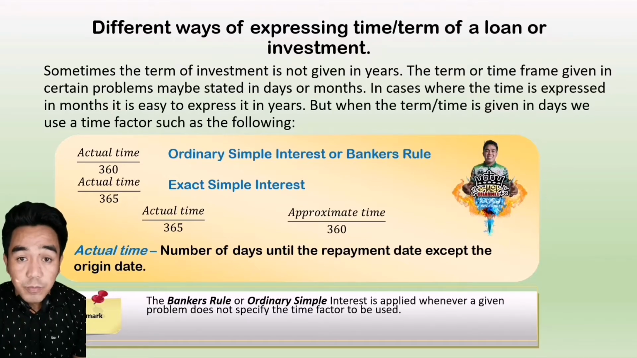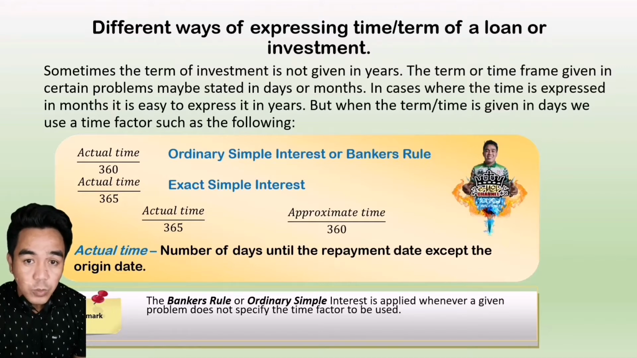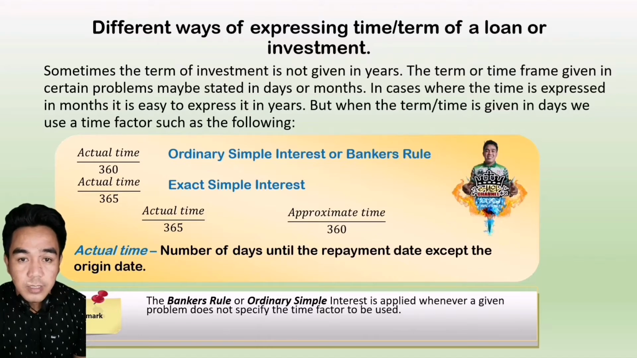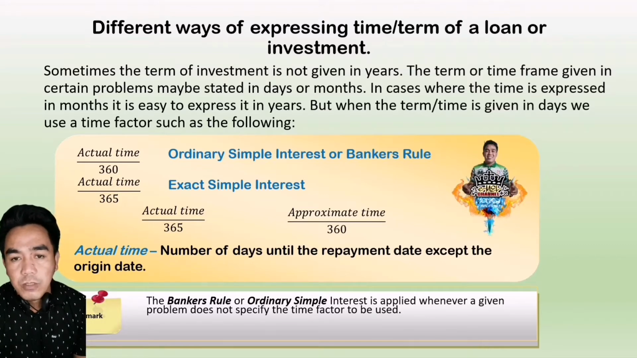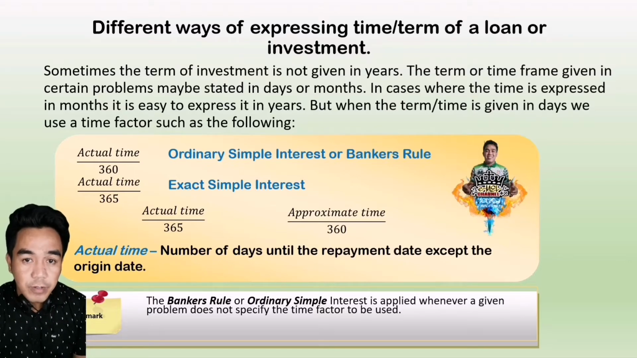Now, if we're going to compute the number of days between the loan date or investment date towards the maturity date of that loan or investment, we call it the number of term. And that is about actual time that has 365 days and approximate time that has 360 days. When we say approximate time, all of the months have 30 days from January to December. But when we say actual time, each number of months depends on the real time.